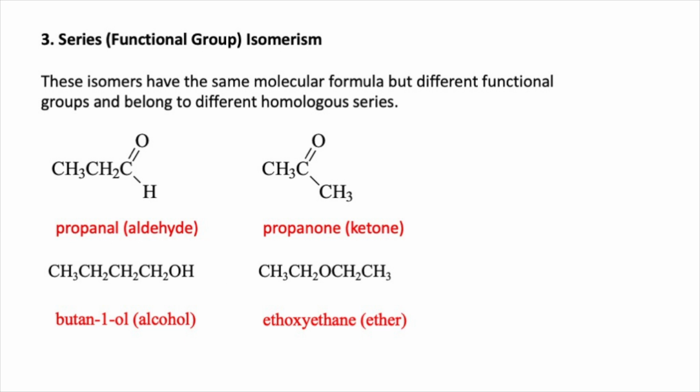And even though we don't study ethers at A level, we do come across them in this topic because it's an example of a series isomer of an alcohol. And this has a structure CH3CH2OCH2CH3. And both the ether and the alcohol have the same molecular formula, different structures, and they're members of different families. They're members of different homologous series. And that's why they're classed as series isomers.